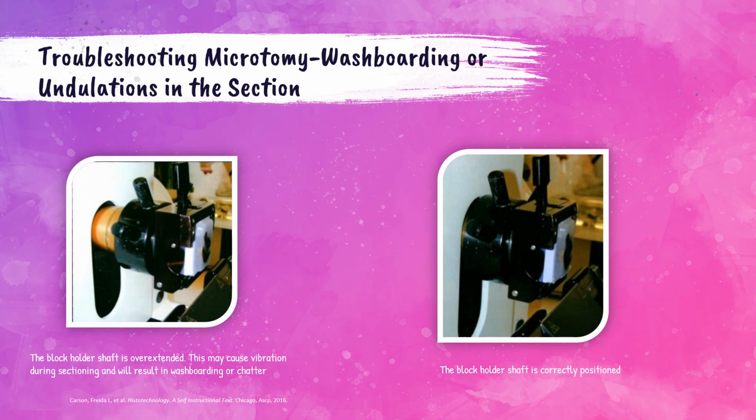The photo on the left-hand side of this slide shows a block holder shaft that is overextended, so you can see how it's overextended here. All right. This can cause the vibration during tissue sectioning, which can then cause that washboarding. The right-hand side photo shows a block holder shaft that is correctly positioned.